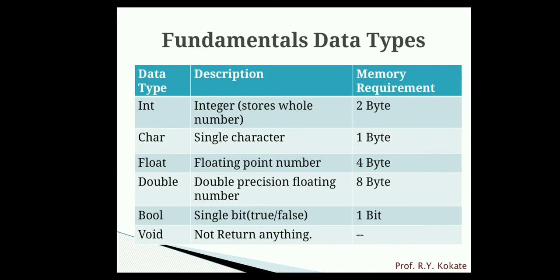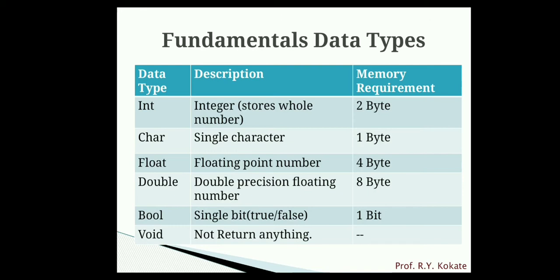Now we will see how many bytes of memory are required to store a particular data type. First, int, it will store a whole number. It requires 2 bytes of memory, that means 16 bits. Okay, 1 byte is equal to 8 bits. Next, character, it stores only a single character. It requires only 1 byte or 8 bits of memory.